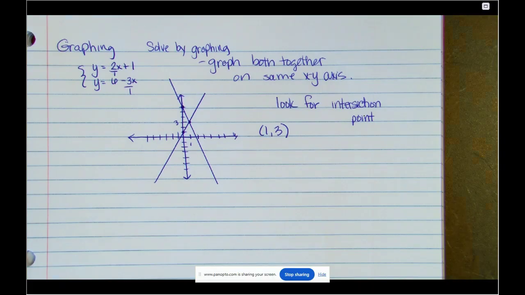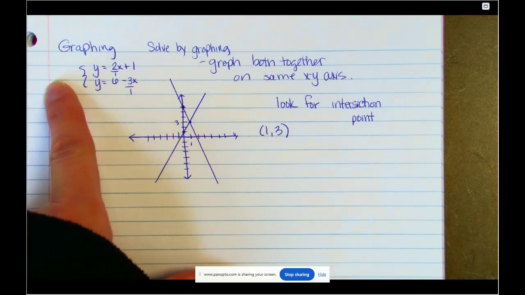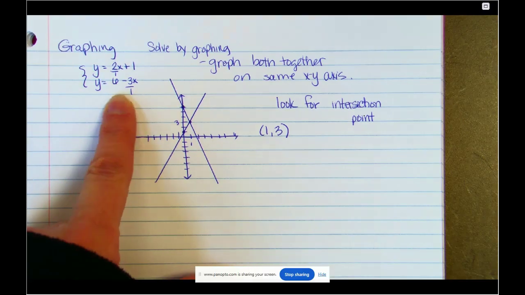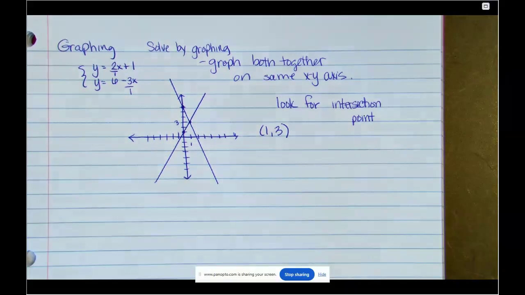Okay, and we're done. You can check it just like we did if you want. If I do 2 times 1, that's 2, plus 1, that's 3, so that's correct. If I do 6 minus 3 times 1, that's 6 minus 3, and that equals 3. So that's correct. We know we're correct.